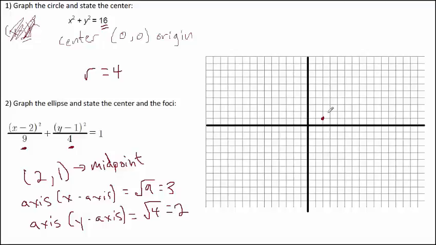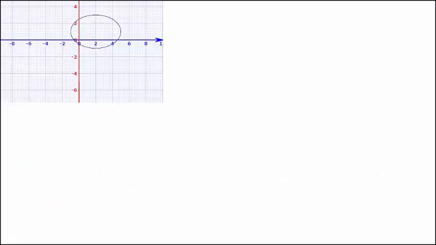Which means along the x-axis it's going to be 3 away in each direction. 1 over here, and then 1 over here. And on the y-axis, in other words on the vertical axis, it's going to be 2 away, which means 1 over here and 1 over here. And again, drawing it freehand, it's going to look something like this. And again, I just put in the computer-done version just to show you what it looks like, and it looks fairly similar to the one that I did.